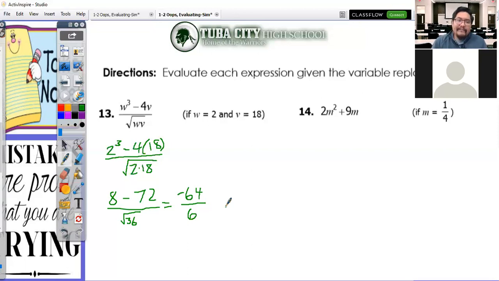Now, let's see. We end up with another fraction. So 64 cannot divide by 6, so we're going to have to reduce this fraction as much as we can. They're both even numbers, so let's divide them both in half and then check to see if there's anything else we can divide it by. So divide this by 2 and divide this by 2. And 32 and 3 no longer have any common numbers that they can both be divided by. So that's going to be our final answer, -32 over 2. I'm sorry, 3.